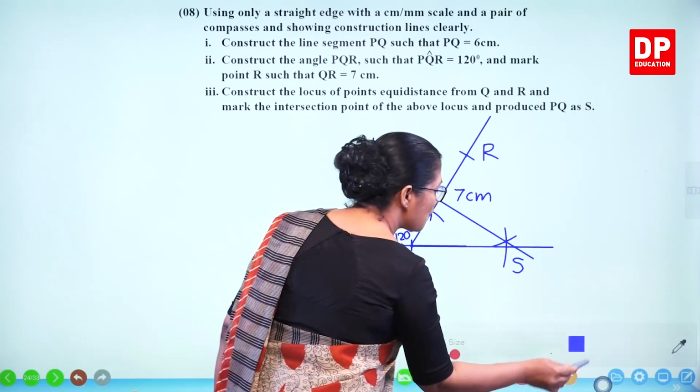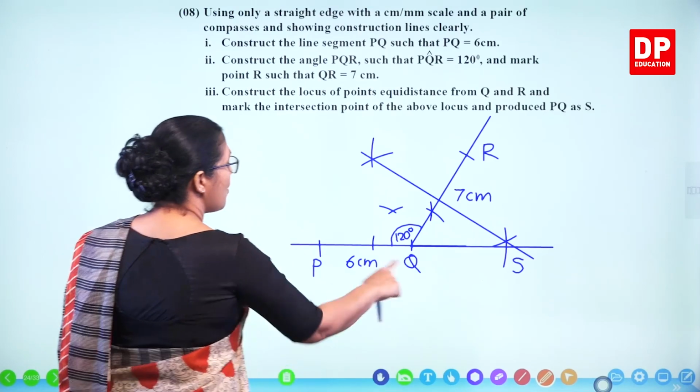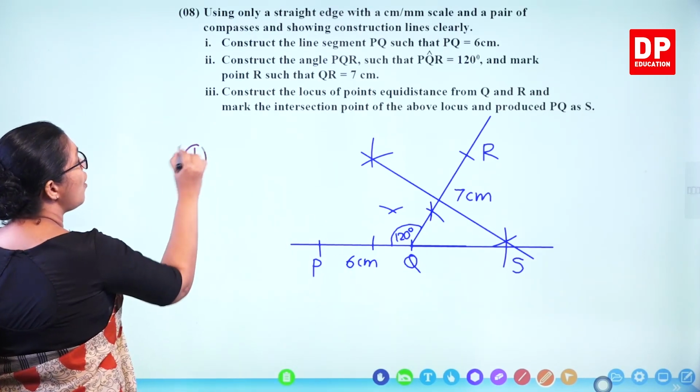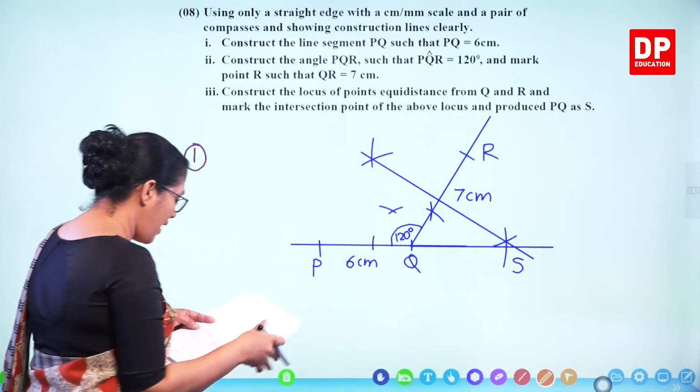So how many marks for first 3 steps? You can get 1 mark for marking 6 centimeter length. Then 120.